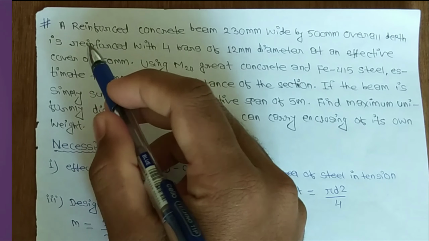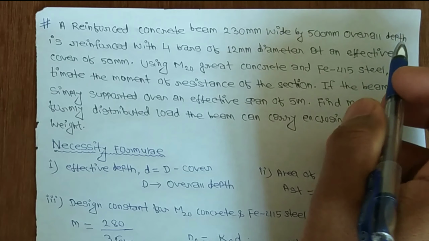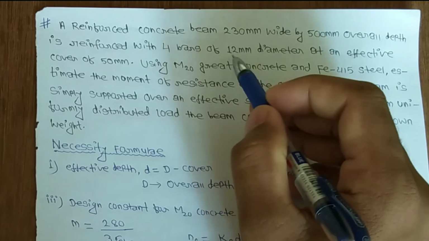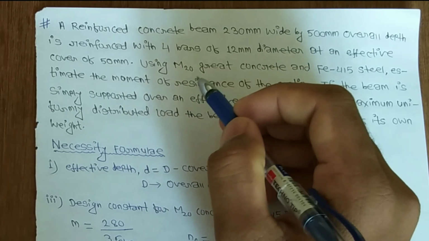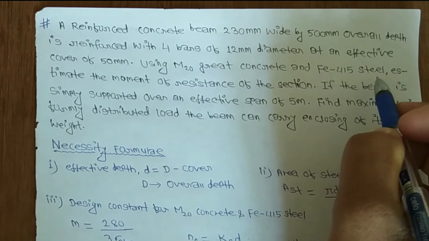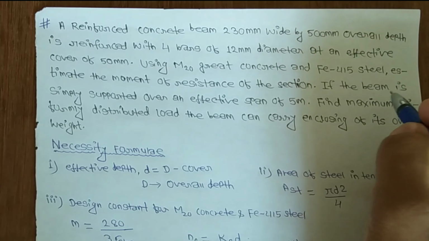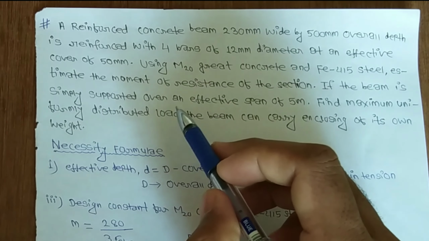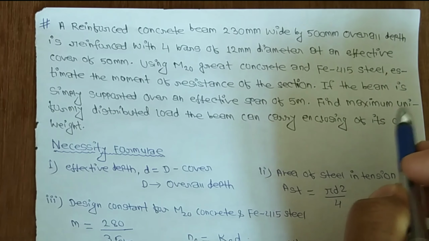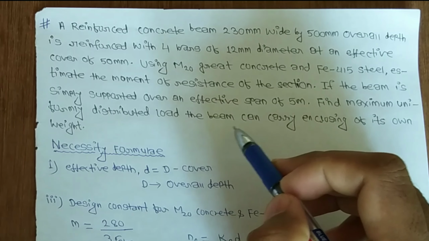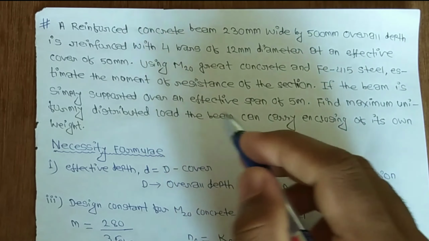The problem is: a reinforced concrete beam 230 mm wide by 500 mm overall depth is reinforced with 4 bars of 12 mm diameter at an effective cover of 50 mm. Using M20 grade concrete and Fe415 steel, estimate the moment of resistance of the section if the beam is simply supported over an effective span of 5 meters. Find the maximum uniformly distributed load the beam can carry, in addition to its own weight.